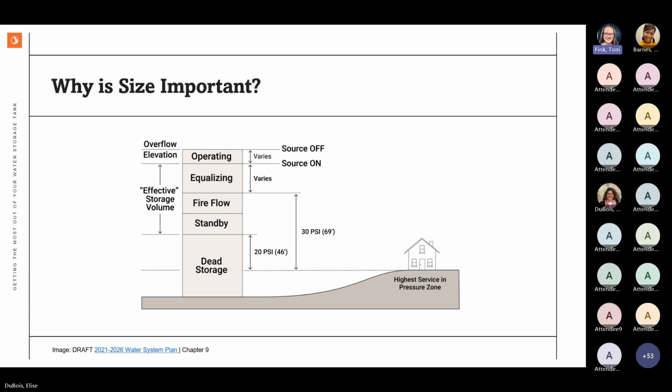All right, next question in. I think it kind of follows your last question you answered. Is an altitude valve a must for the inlet or the outlet of an elevated tank? Would it run well without it?